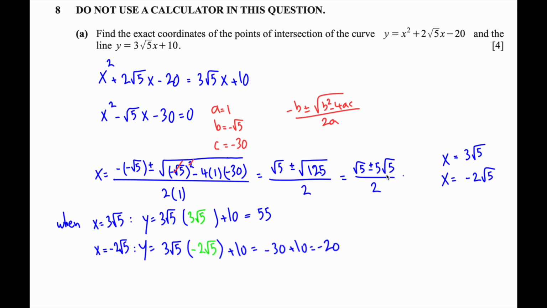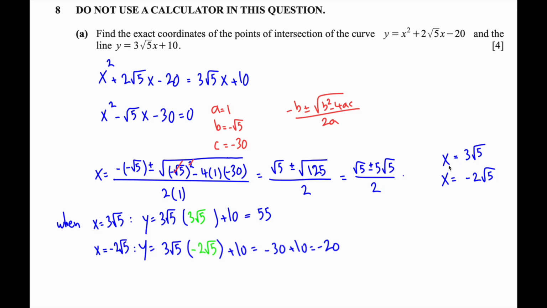And I can separate these two values. So at one time, I consider the positive sign. So that means I get 6 square root of 5 over 2, which is 3 square root of 5. And the other time, I consider the negative sign, which results in negative 4 square root of 5 over 2, which is negative 2 square root of 5.